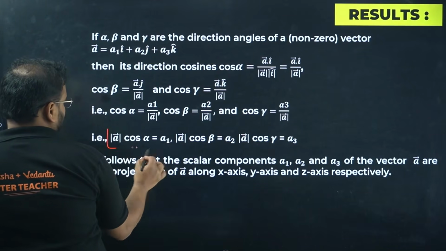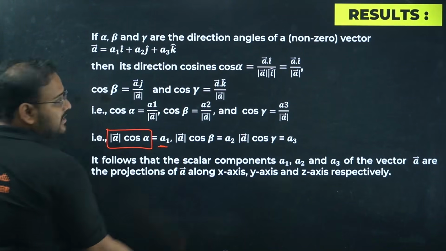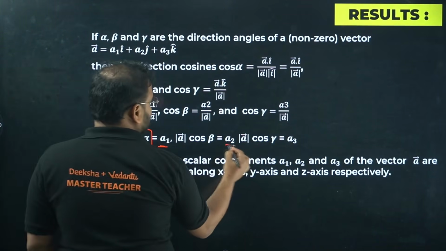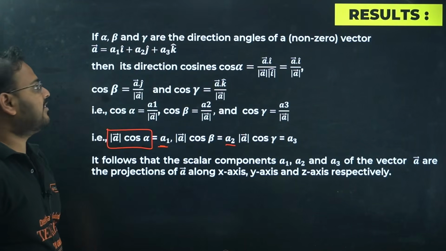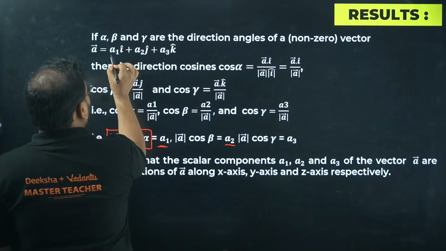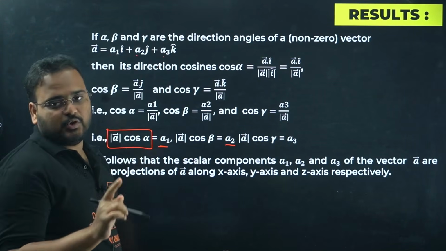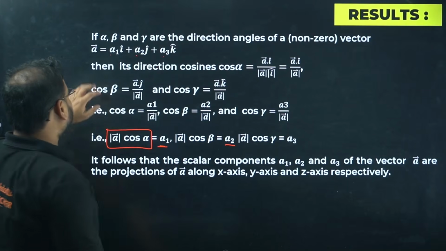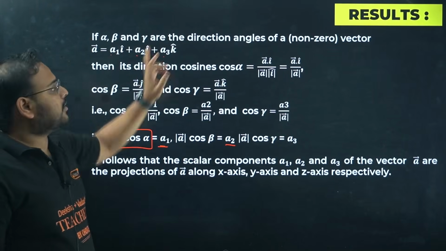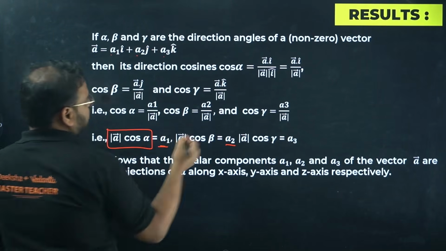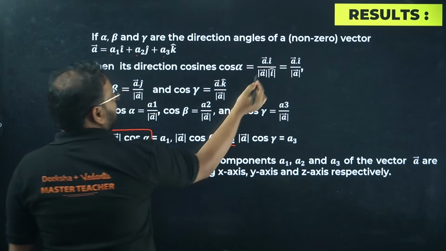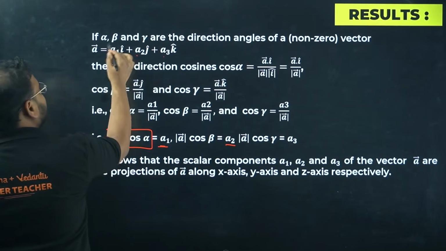Check here. Mod of a cos theta will give me the first component, a1, a2. a1, a2, a3 represent my direction ratios. We can obtain that by taking the dot product of this vector a with the vectors i, j, k individually. When you take it with i, you take the component of this across this.